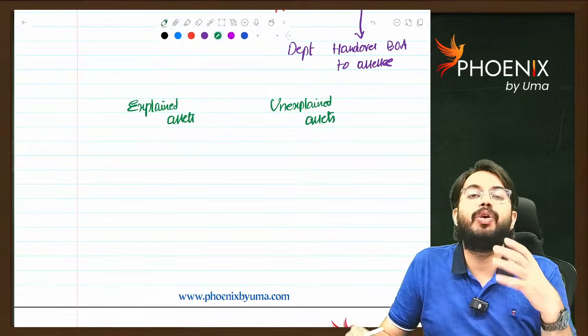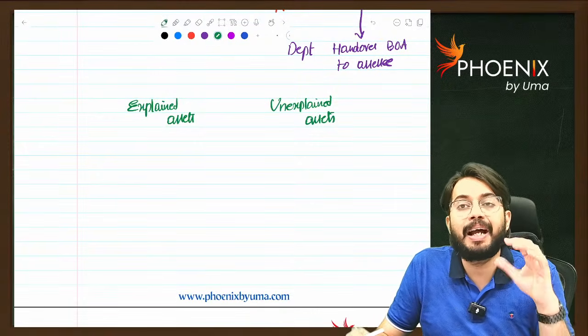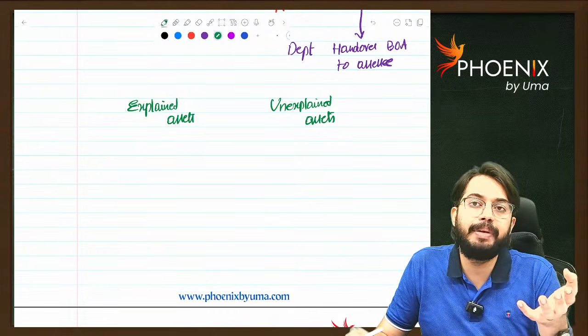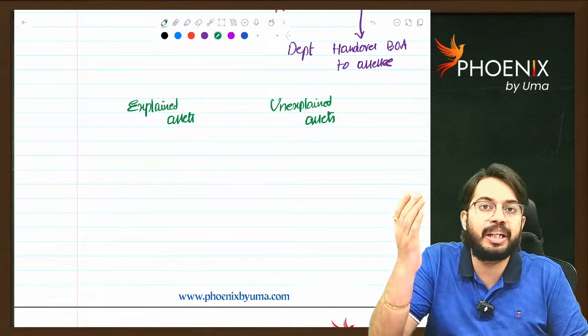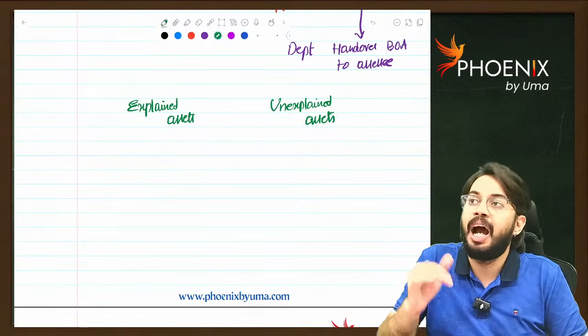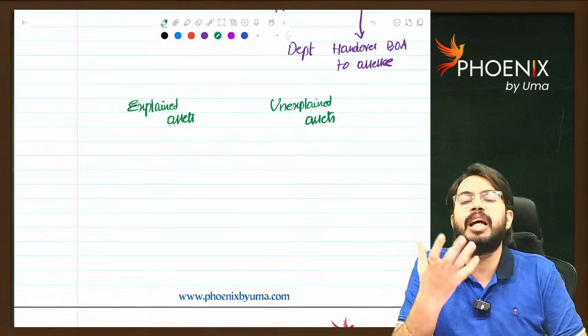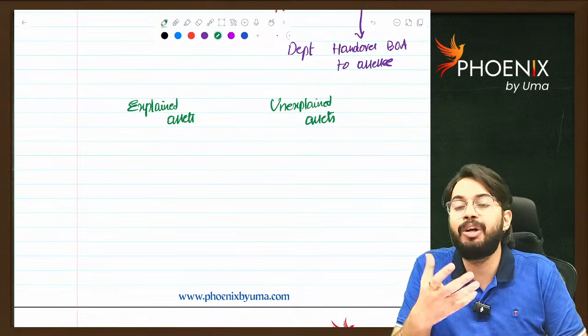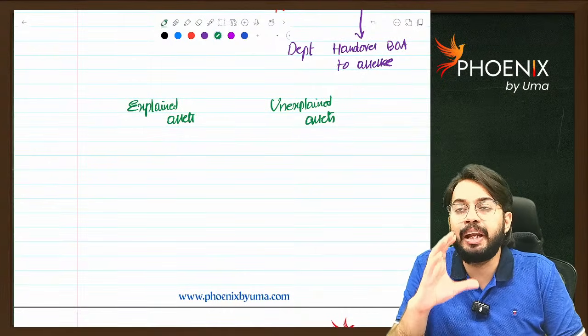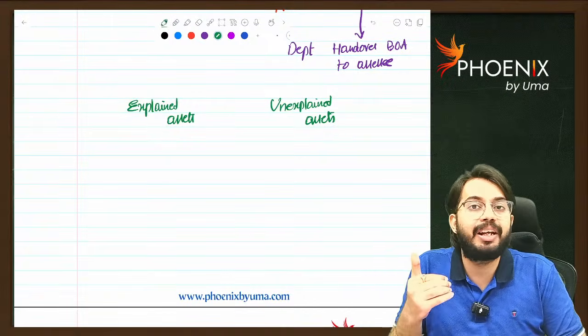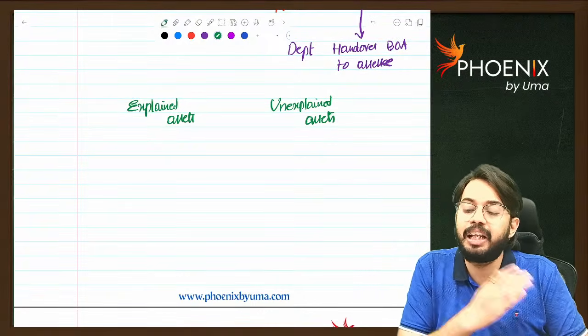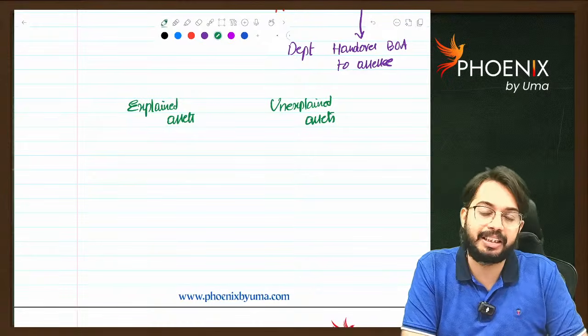Explained assets means those assets which are purchased out of white money. That means whatever income is disclosed in ITR, using that income only I purchased assets. Those assets we call explained assets. If any asset is purchased out of income that is not disclosed in ITR, that we call unexplained assets. Are you able to understand?